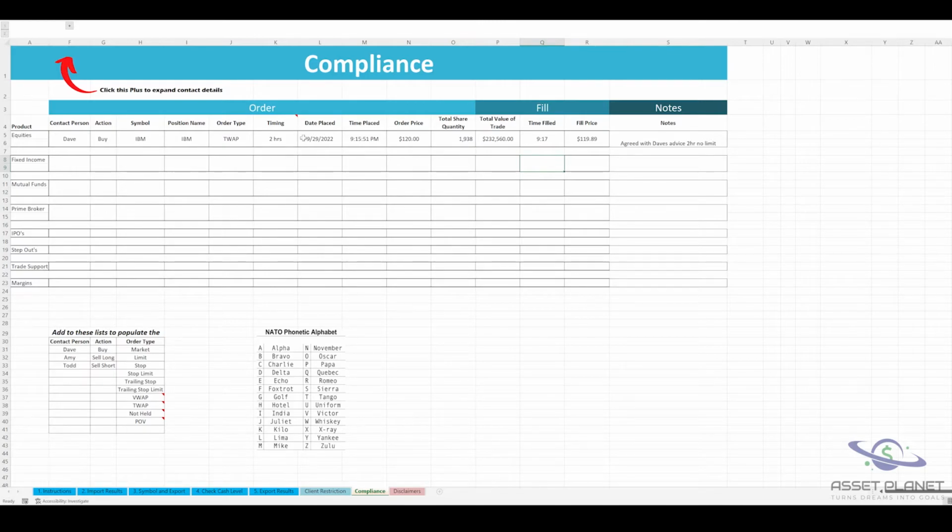So you write down the note. This is auto-populated. And then when the trade is done, you'll go back here, fill this out, fill this price out, any other notes you have.